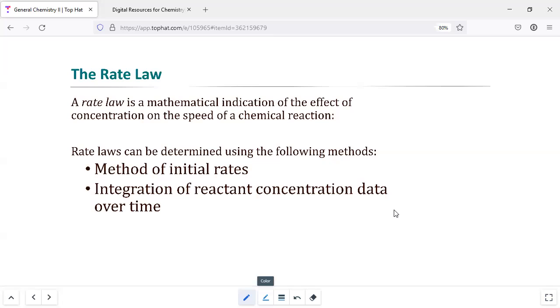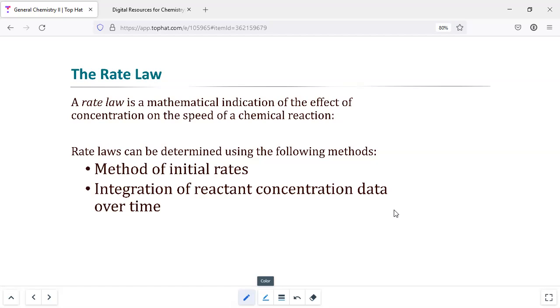And there are two methods that we can use to determine rate laws. One of them is something called the method of initial rates. The method of initial rates is actually what we are going to be focusing on in lab this afternoon. We'll be measuring how fast or slow a reaction proceeds based upon a variety of different factors. And we'll be using a variant of the method of initial rates to look at the orders of reaction for all the reacting species to help us determine that rate law.